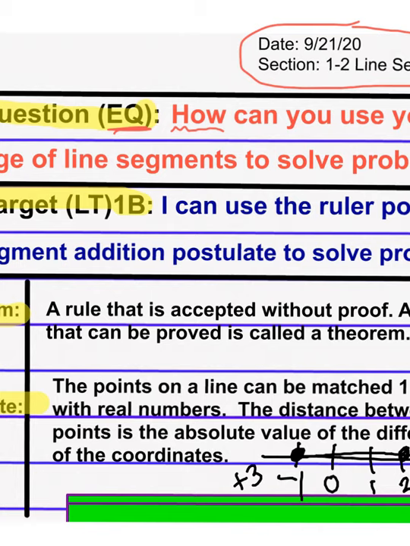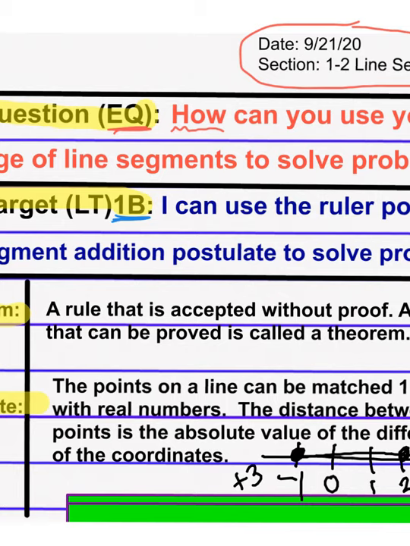Our learning target, you also need to copy this, 1B. I can use the ruler postulate. We'll go over what that is. The ruler postulate and the segment addition postulate to solve problems. If you need to pause the video, go ahead and do so. Then we have a couple of vocabulary words, not as many as 1-1, don't worry.